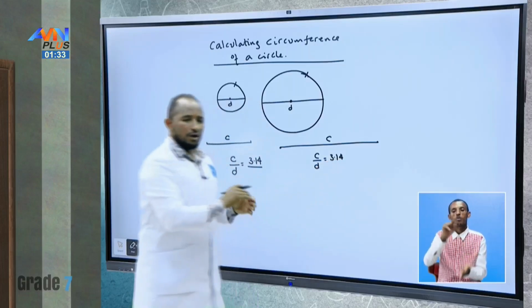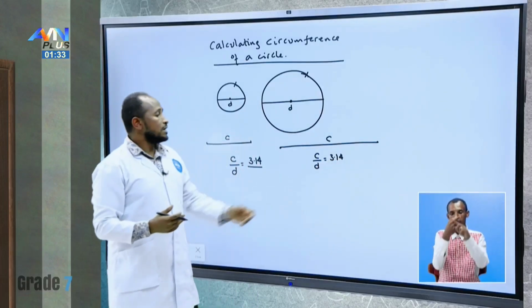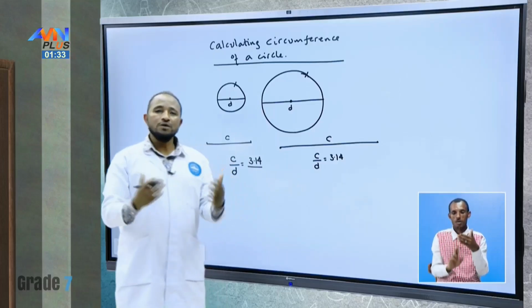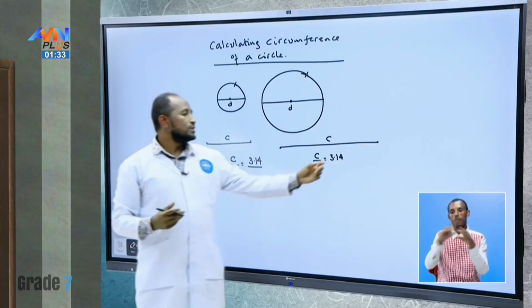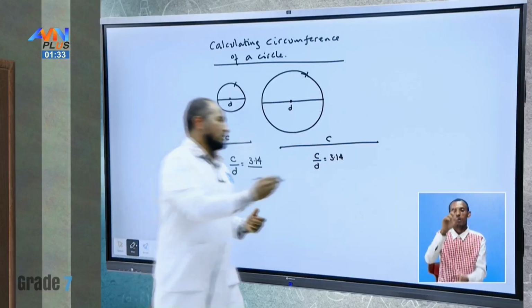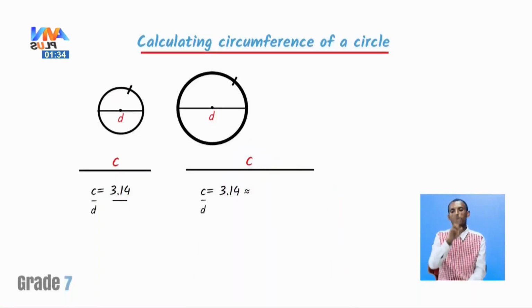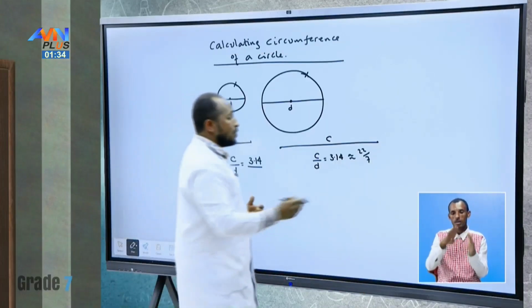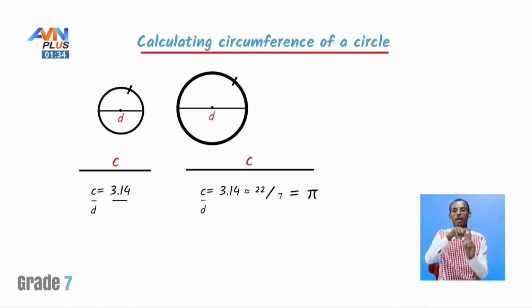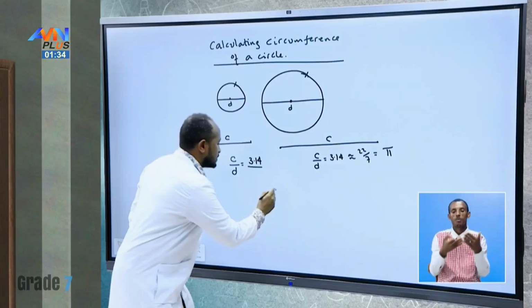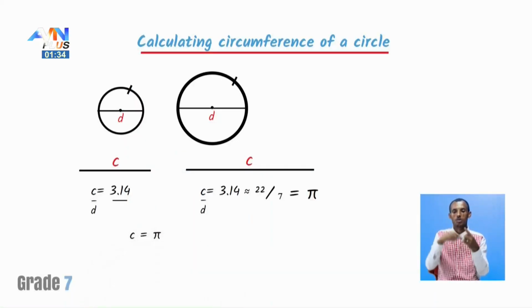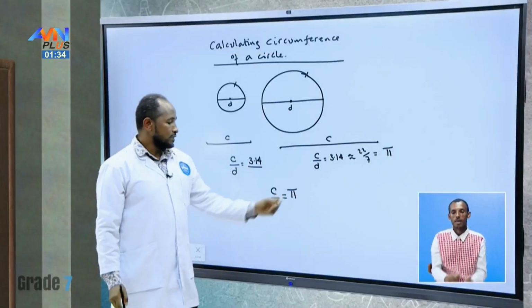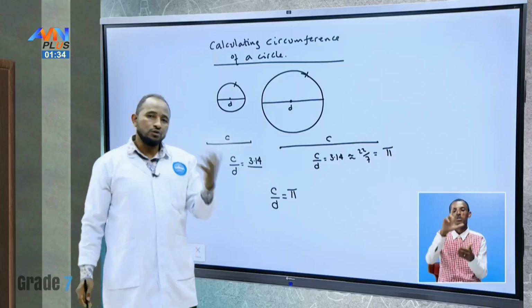So if you take any different circle, the ratio of circumference to diameter is constant, and that constant is near to 3.14, or sometimes we may approximate it to 22/7. And this constant is denoted by the symbol pi. Therefore, here we can generalize this concept in this form. The ratio of circumference to diameter of any circle gives you a constant pi. And we said pi is near to 3.14 or 22/7.